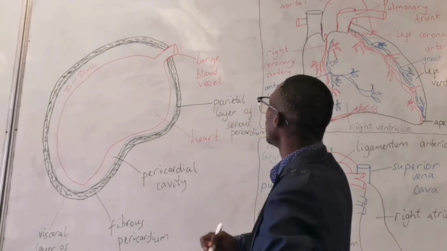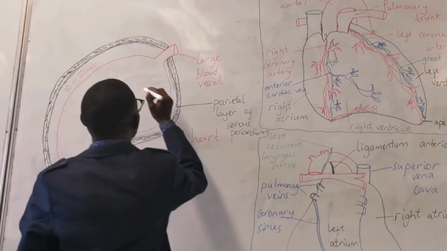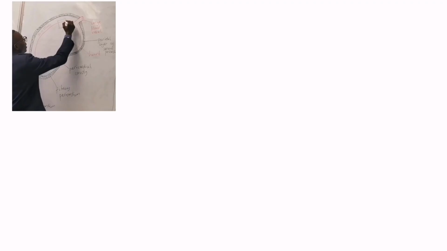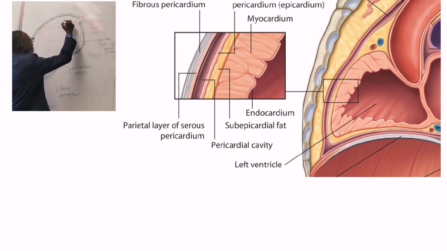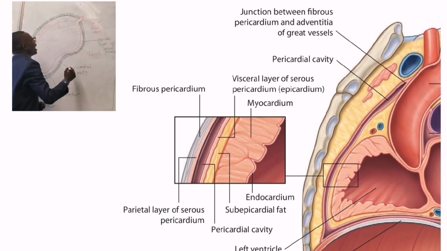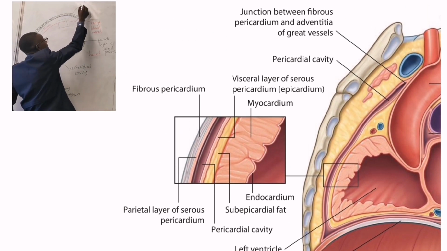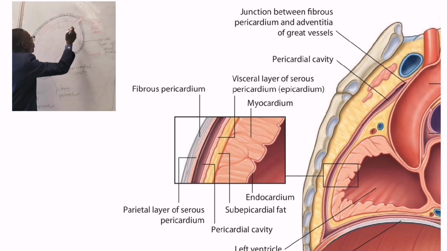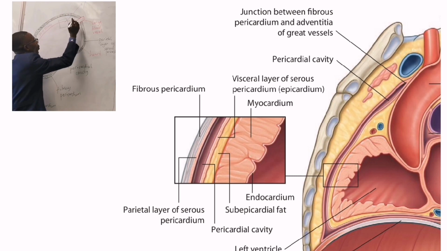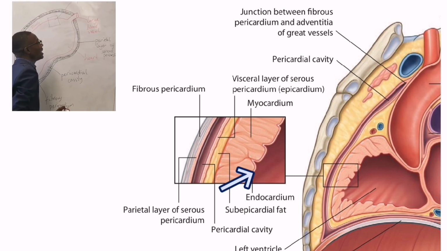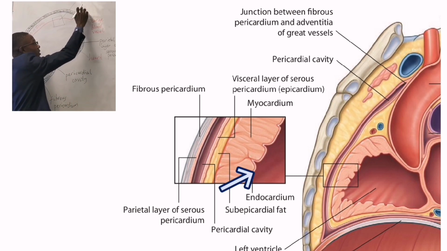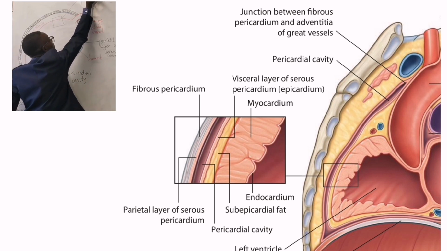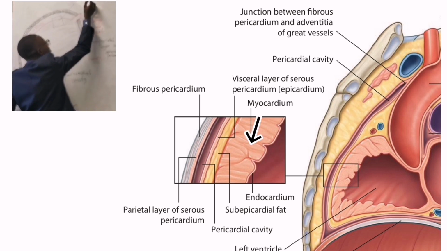Now, if we are to look at the layers of the heart, let's say that we have this part of the heart and want to look at its layers. So the first layer, moving from inside going out, is what's called the endocardium. So this one is the endocardium, right? From the endocardium, we are going to have the myocardium.